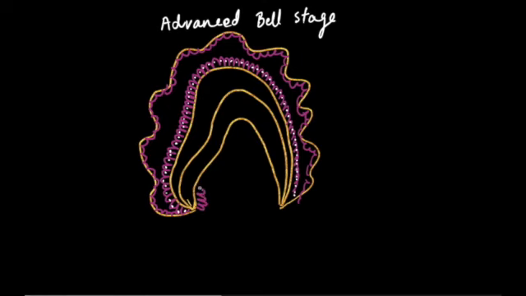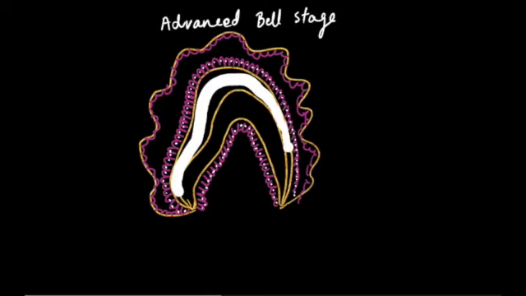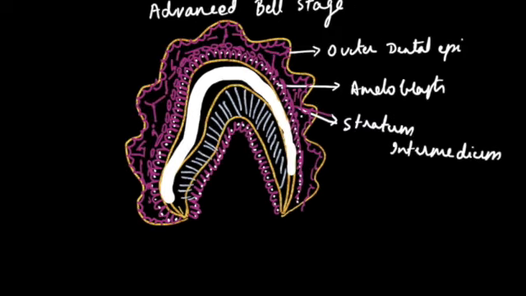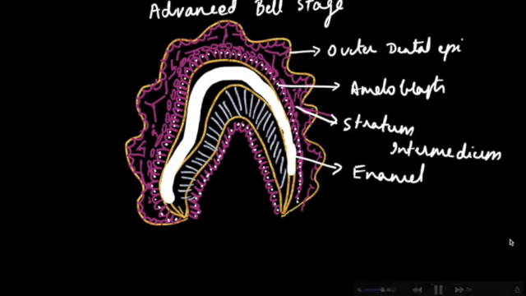And the cells here are the peripheral cells of the dental papilla, which form the odontoblasts, which form dentin in future. Now this is the enamel formed by the ameloblasts with the help of the stratum intermedium. Now this is the dentin formed by the odontoblasts. Now I will just label: this is the outer dental epithelial cells, these are ameloblasts, and these are the stratum intermedium cells. Both the ameloblast and stratum intermedium together form the enamel. Without stratum intermedium, ameloblasts cannot form the enamel.